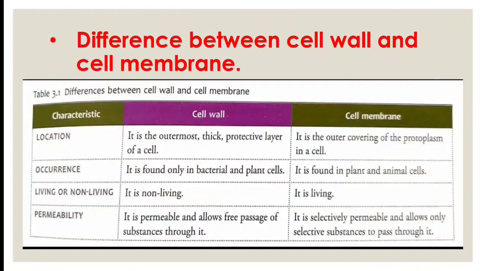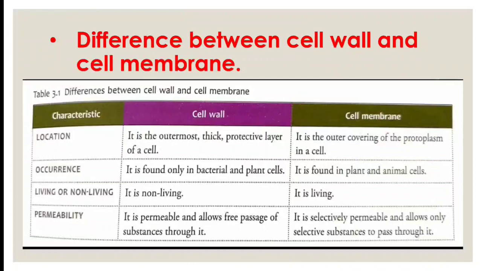Now here is a difference table between the cell wall and the cell membrane. Location: the cell wall is the outermost thick protective layer of a cell, and the cell membrane is the outer covering of the protoplasm in a cell. Occurrence: the cell wall is found only in bacterial and plant cells; the cell membrane is found in both plant and animal cells.